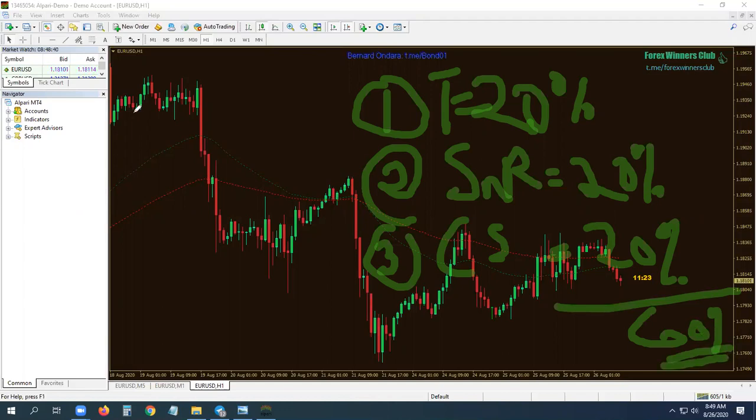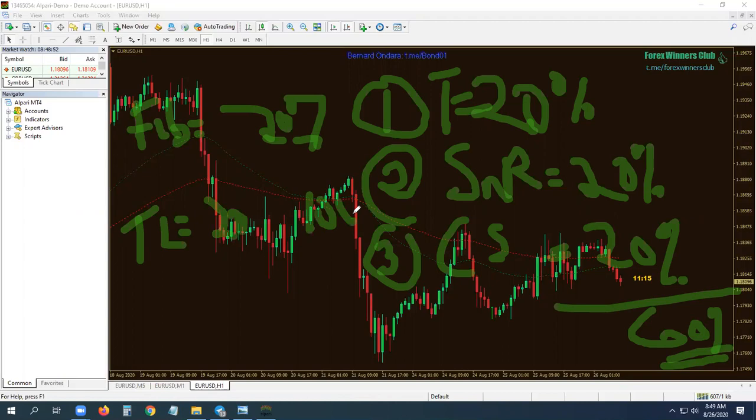Now, when you add Fibonacci, it gives you another 20%. Now you see we are talking about 80% probability of winning. When you add a trend line, another 20%. So you see this like 100% now. So they make things work.